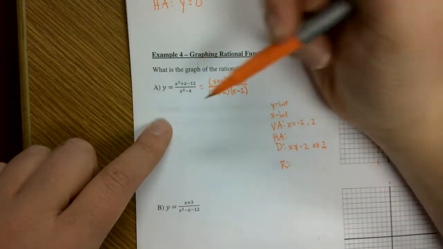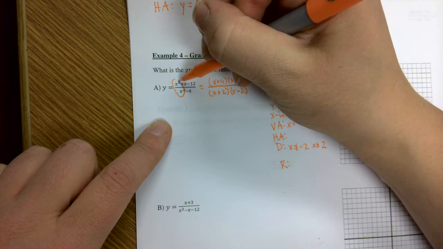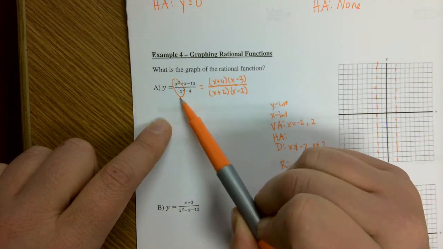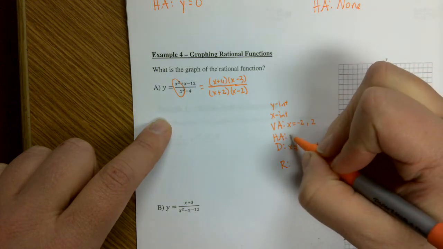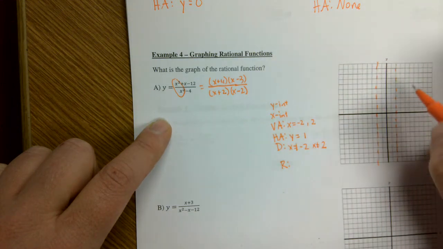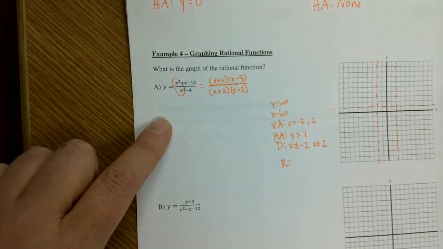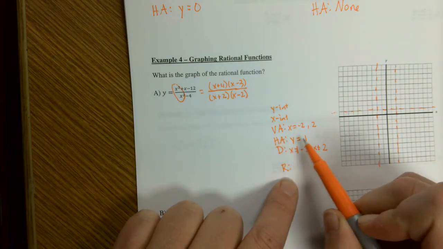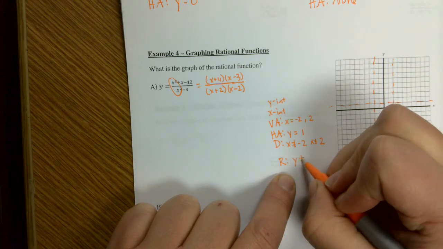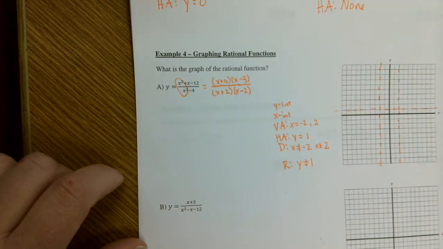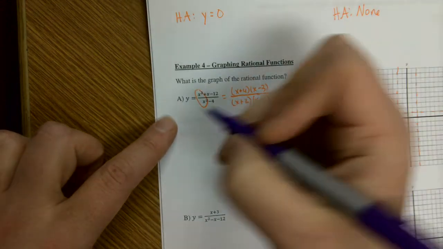My horizontal asymptote, when I'm looking at this, again, looking at those first two, there's a 1 over 1. Because they're the same, my horizontal asymptote would be y equals 1. So because I have a horizontal asymptote right here, my range would also be y cannot equal 1 because of that horizontal asymptote.